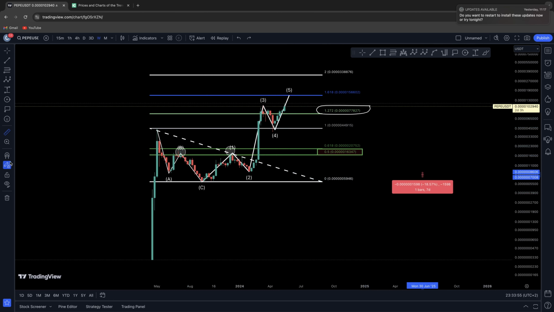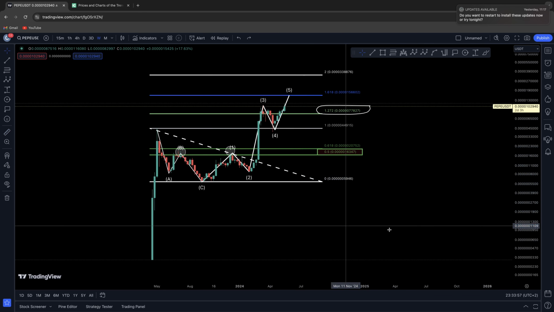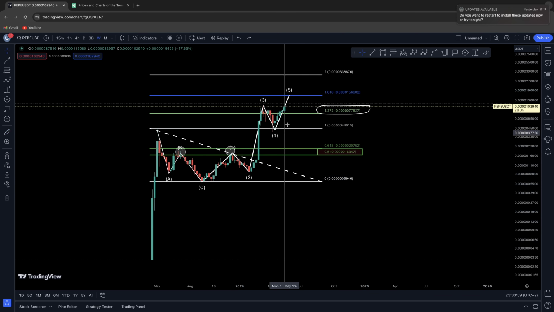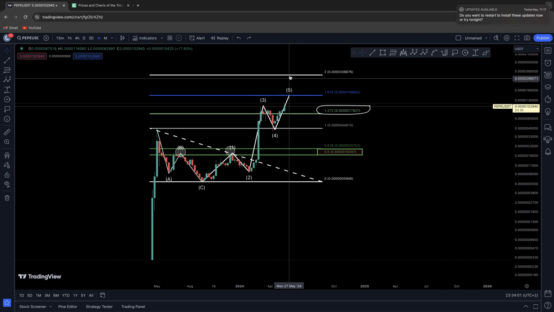Right now we're still in some other impulsive wave, and this is just a really large wave 3, and we could be in some sort of A, B, C up to even the 2 fib before we correct out here.